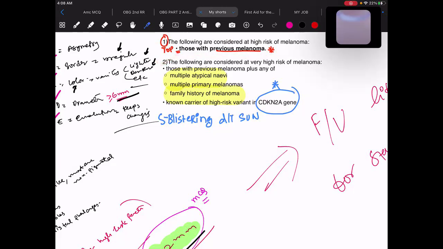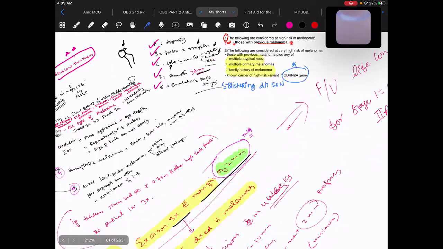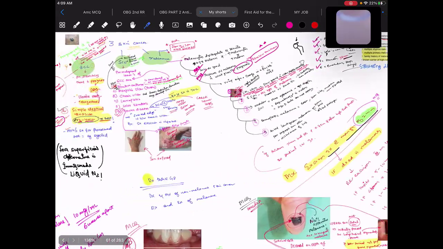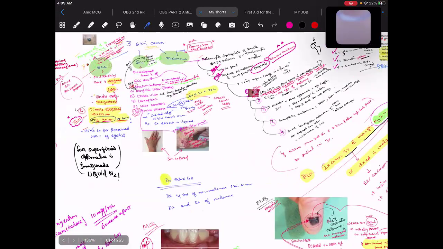The following are considered at very high risk for melanoma: those with previous melanoma plus any of multiple atypical nevi, multiple previous melanomas, family history of melanoma, or a known carrier of a high risk variant in the CDKN2A gene. Another one is skin blistering due to the sun. These are all important points about skin cancers.